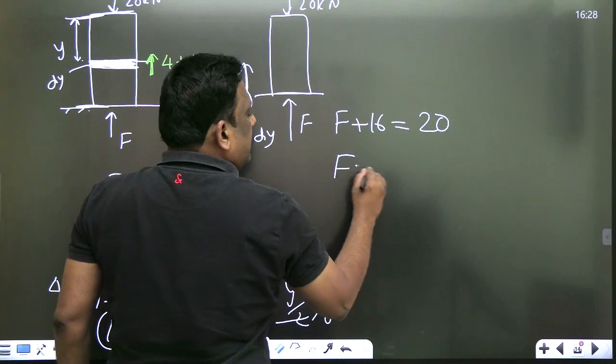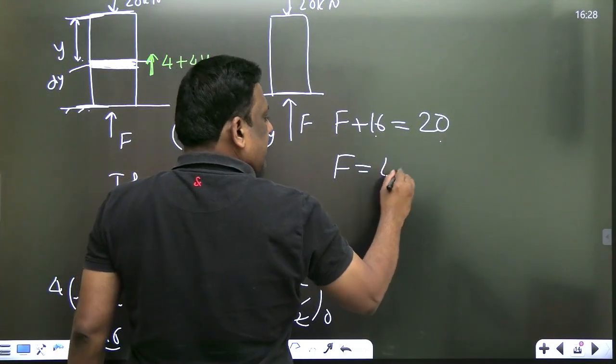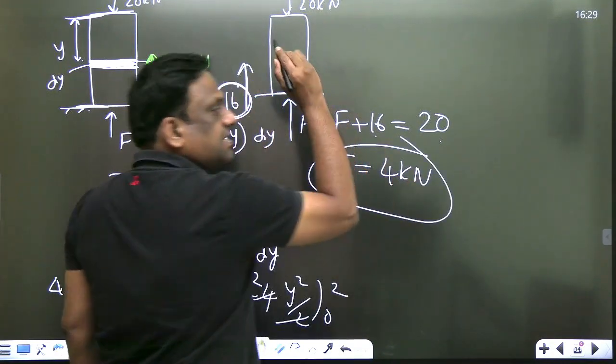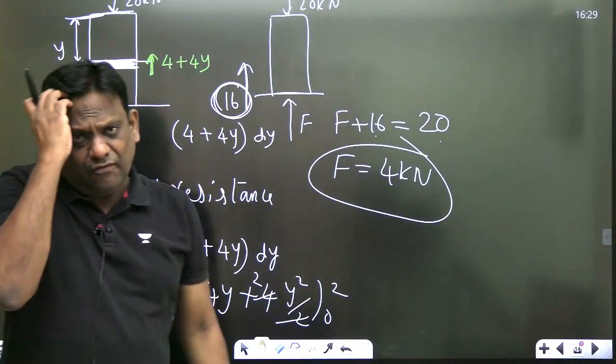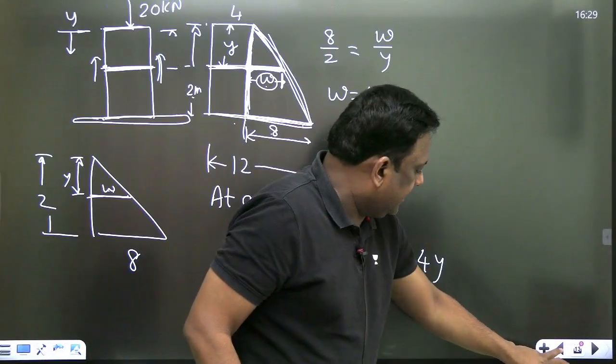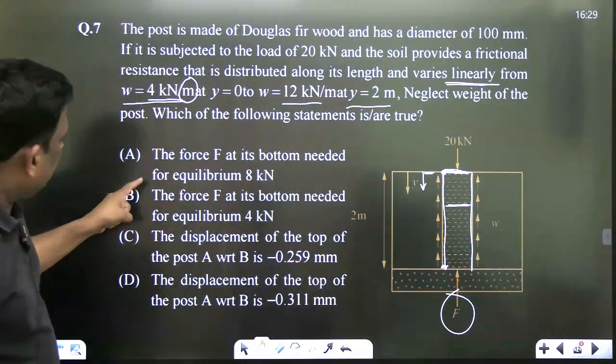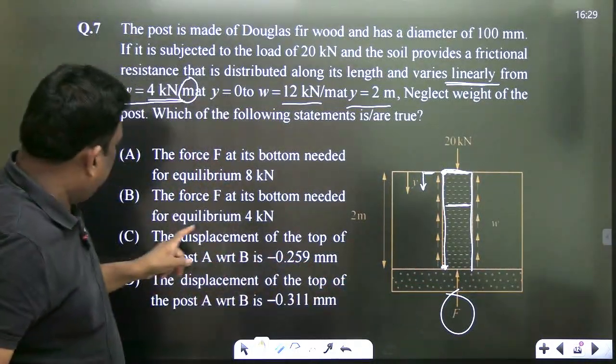So therefore the required force is 20 minus 16. It is 4 kilonewton. Please tell me, is it clear, sirs? This is a wonderful question, sirs. So the total force F at the bottom, I got it as 4.